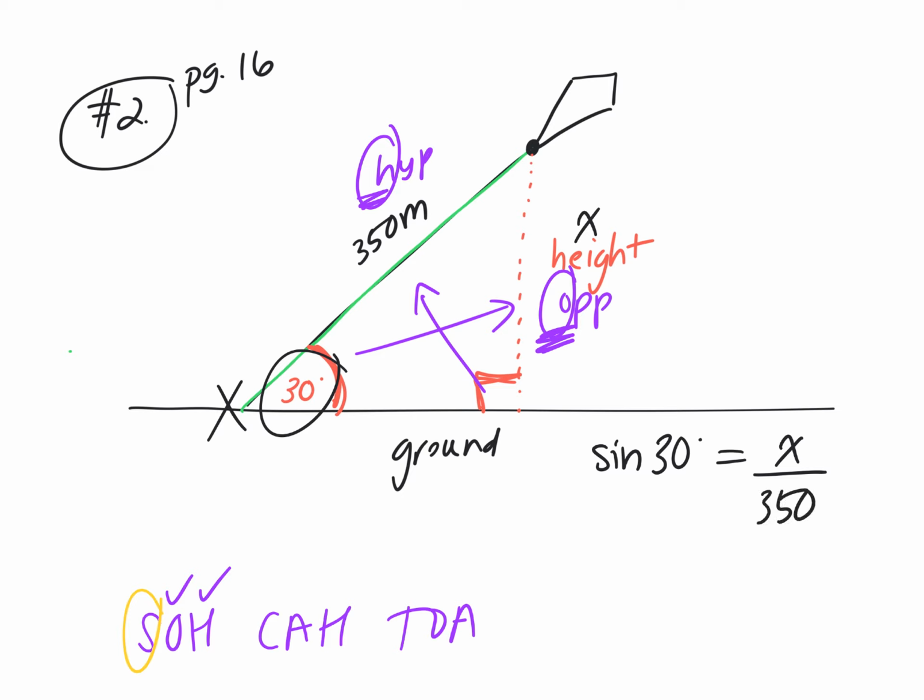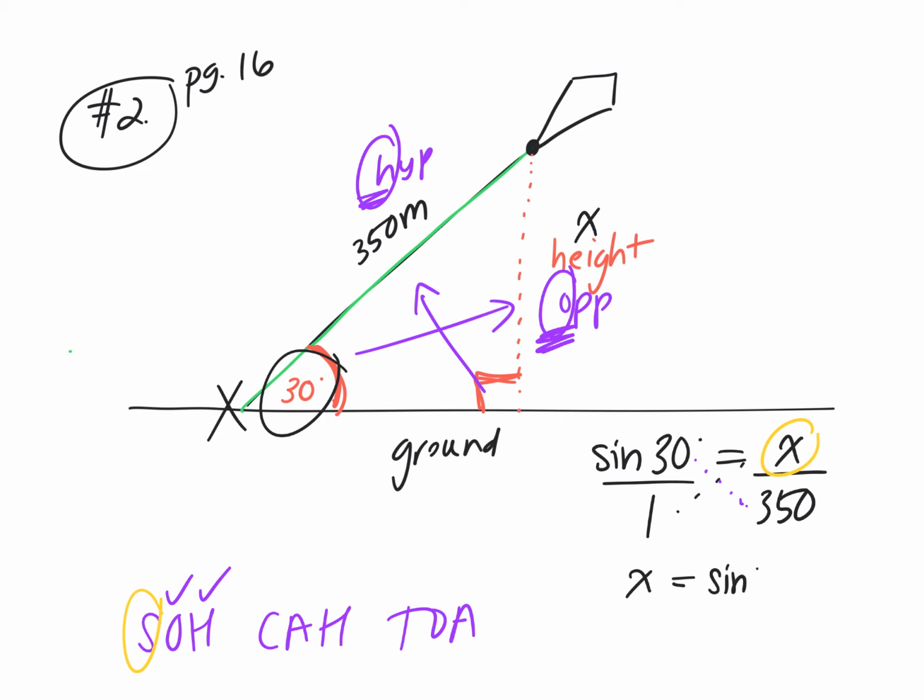Okay, so in this question, we're trying to find a side length. Earlier, we tried to find an angle. Now we're trying to find a side length. Cross multiply. This is a ratio. What's 1 times X? X. What's sine 30 times 350?